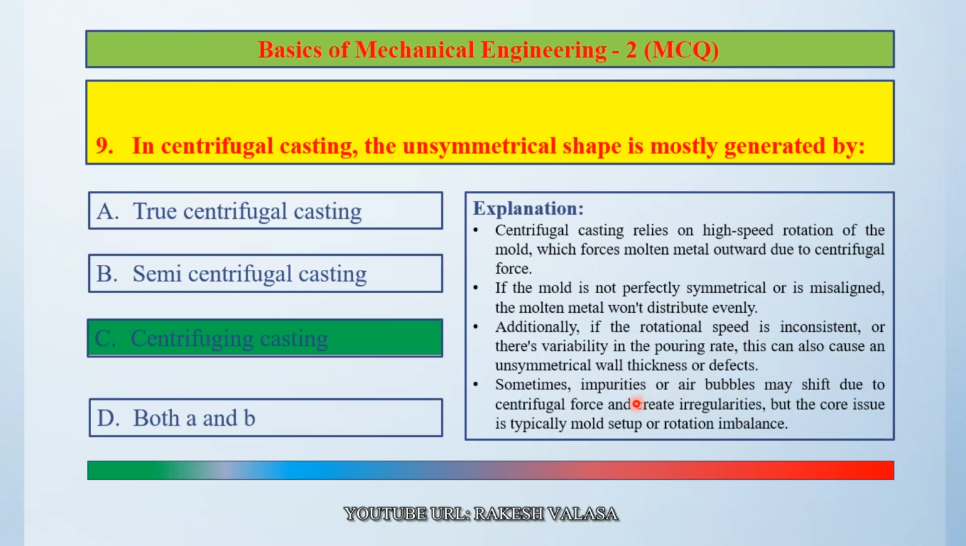Sometimes impurities or air bubbles may shift due to centrifugal force and create irregularities. But the core issue is typically mold setup or rotation imbalance. So the correct answer is option C, centrifuging casting.